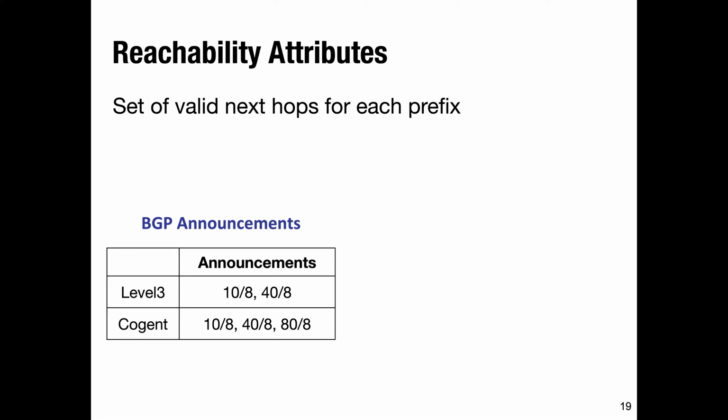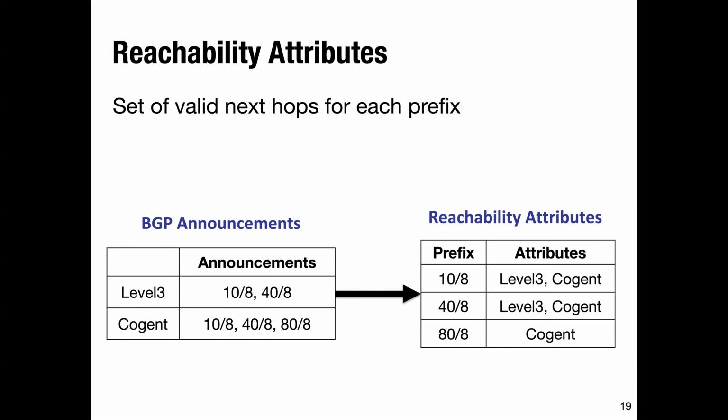Again, recall the BGP announcements made by Level 3 and Cogent: 10/8 and 40/8 are advertised by Level 3, and 80/8, in addition to the other two prefixes, is advertised by Cogent, right? So the reachability attribute is: if the packet belongs to 10/8, then the attribute is Level 3 and Cogent. 40/8, Level 3 and Cogent. 80/8, only Cogent, right? So these are the reachability attributes that are of interest for us.